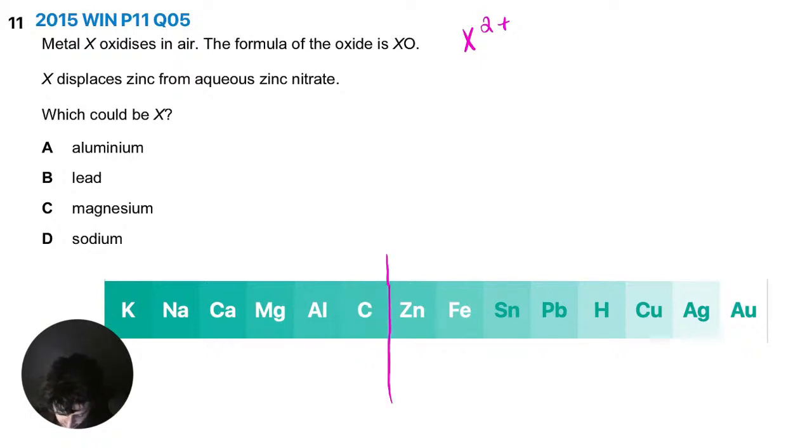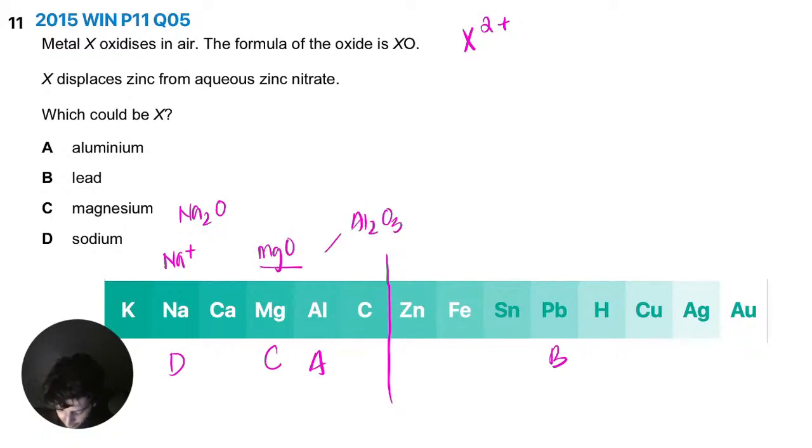Okay. So which could it be? Aluminum is here. This is B, this is C, and we have D. Now it could be D, C, or A. All of these could displace zinc from zinc nitrate, but sodium forms a positive ion, so it'll be Na2O, not NaO. Magnesium would be MgO, and aluminum would be Al2O3. So magnesium fills that requirement. So the answer is C. Kudos to people who got it.